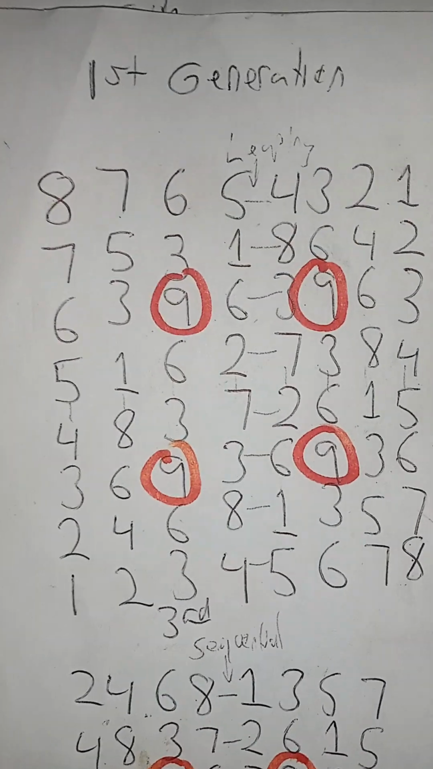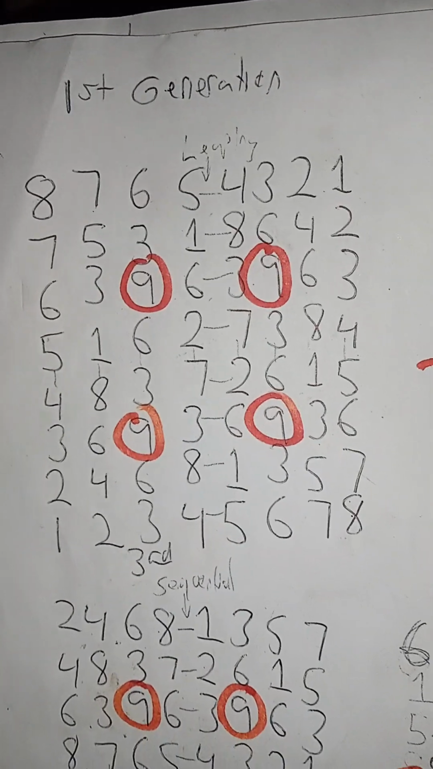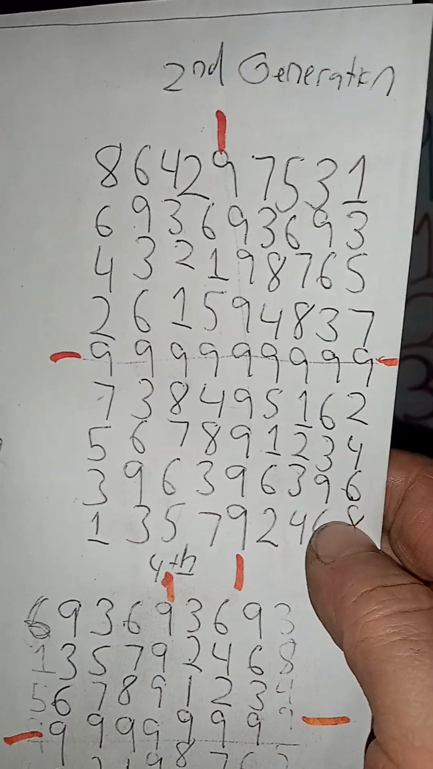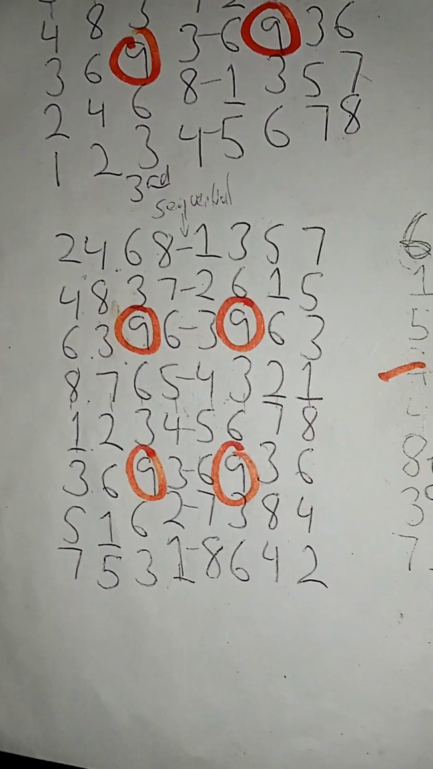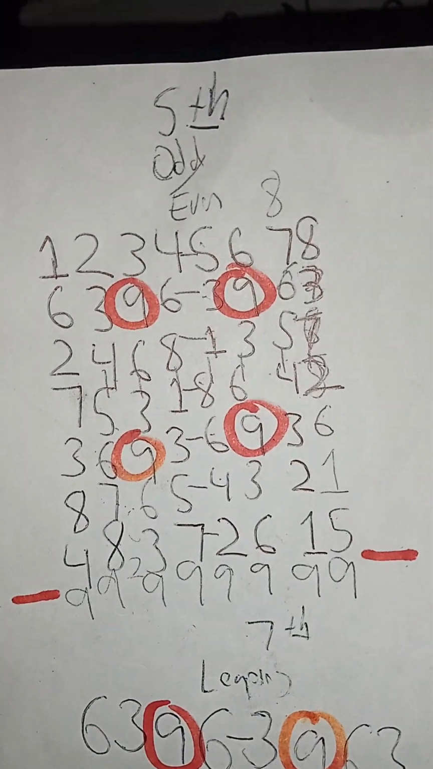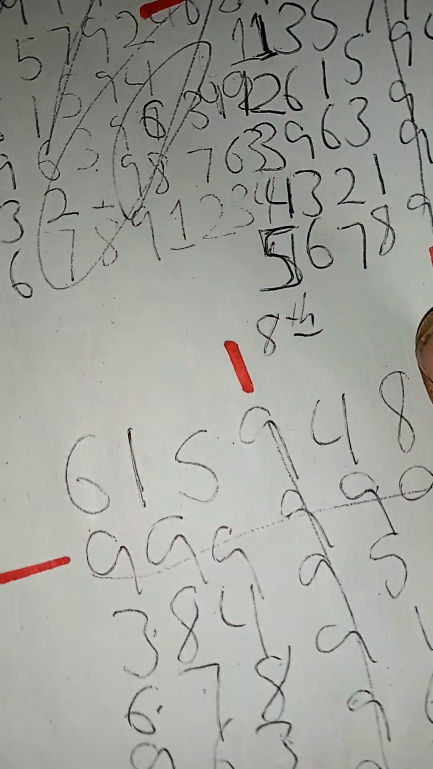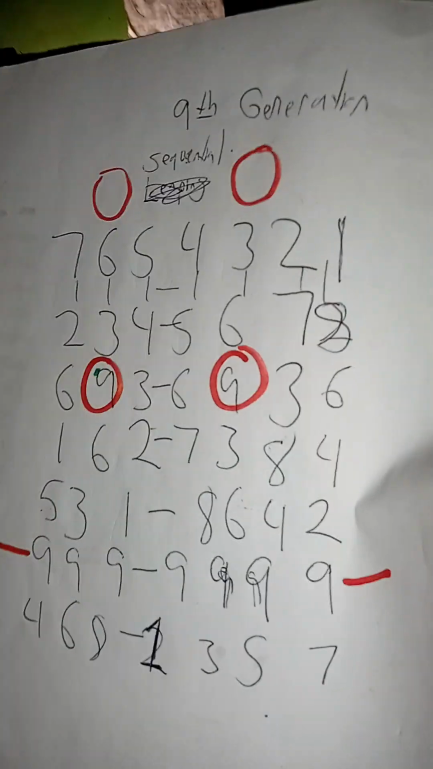This is the 1st generation again. 8, 7, 6, 5, 4, 3, 2, 1 for the top. This is the 1st generation. This is the 2nd generation. This is the 3rd generation. This is the 4th generation. This is the 5th generation. This is the 6th generation. This is the 7th generation. This is the 8th generation. This is the 9th generation.